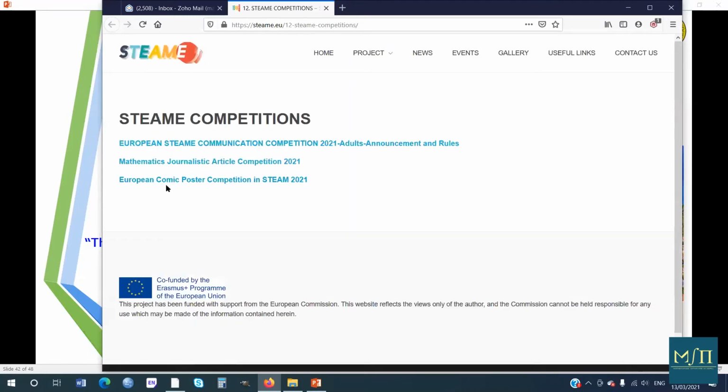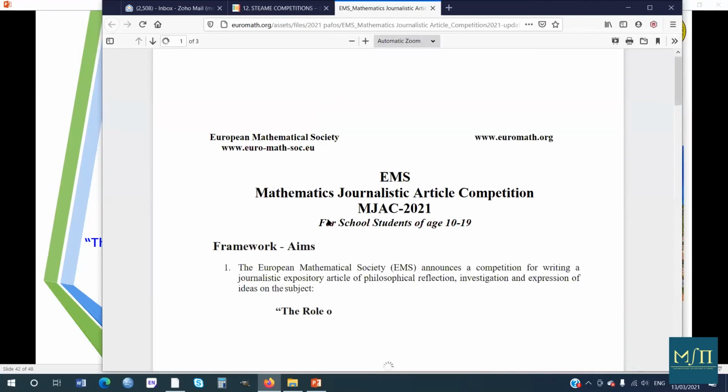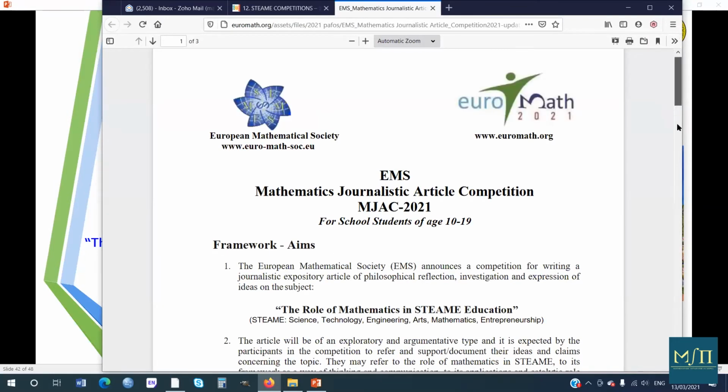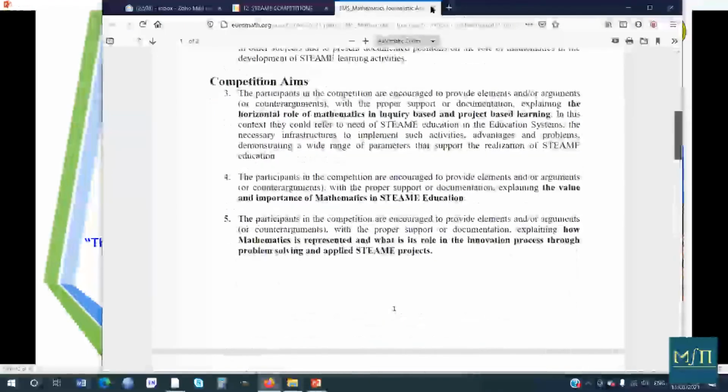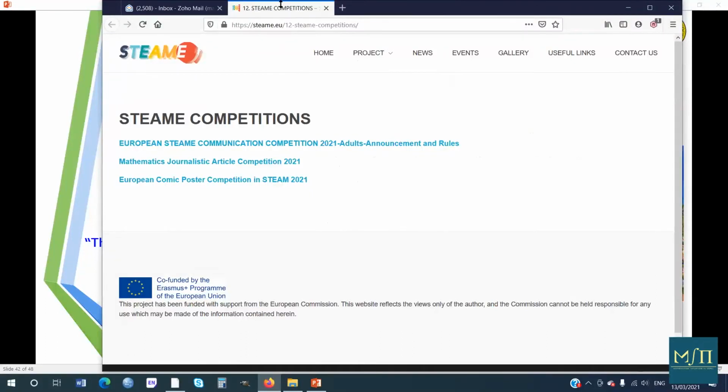The specifications are written here. You can see the mathematics journalistic article competition. The specifications are here, and you can see what is needed. What else?